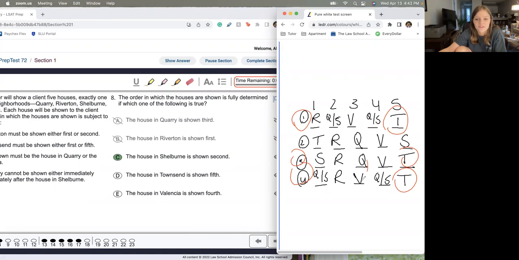I can't tell you who's in that 3rd spot. It's either Q or V. I can't tell you who's in that 4th spot. It's either Q, V, or S. You have so many variables. So this is one that I can easily take out.